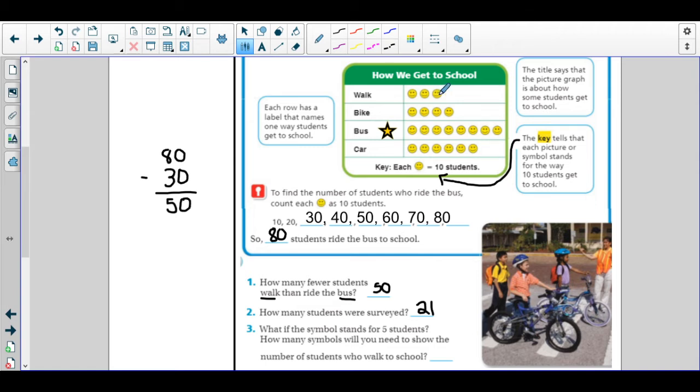So 10, 20, 30, 40, 50, 60, 70, 80, 90, 100, 110, 120, 130, 140, 150, 160, 170, 180, 190, 200, 210. So 210.